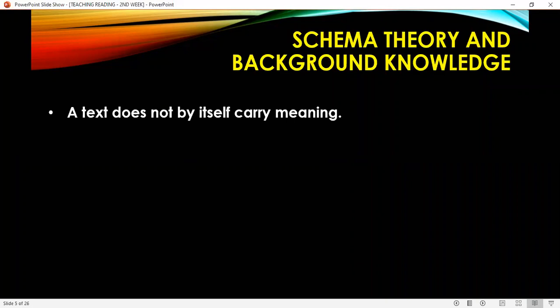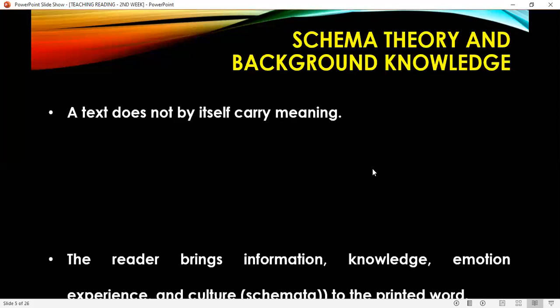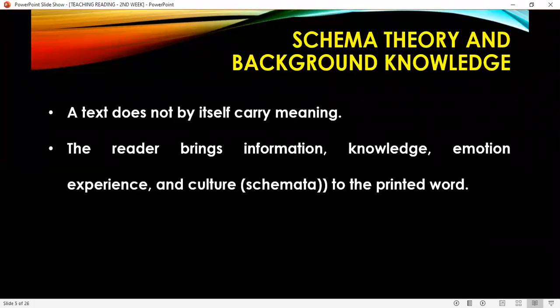So here it says, according to this theory, a text does not by itself carry meaning. If you are presented a text, by itself it cannot carry meaning, all right? So you have to add your prior knowledge, your background knowledge, your schemata to carry meaning, all right? It's not just to decode the letters, it's not just that. It involves more. What else? The reader brings information, knowledge, emotion, experience, and culture, schemata, to the printed word. So all of this information is carried by the students or by the reader. With this information, they can have a match in order to understand the text better.